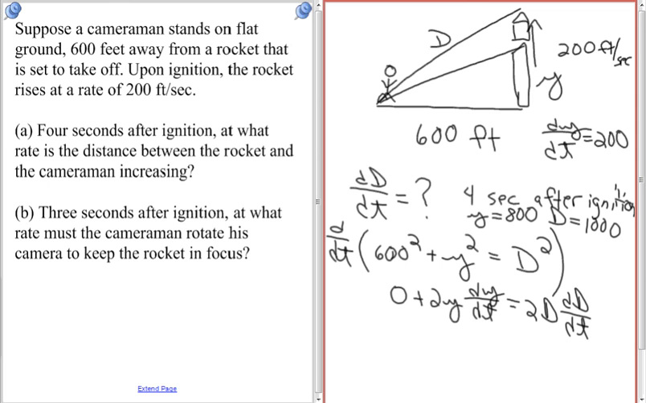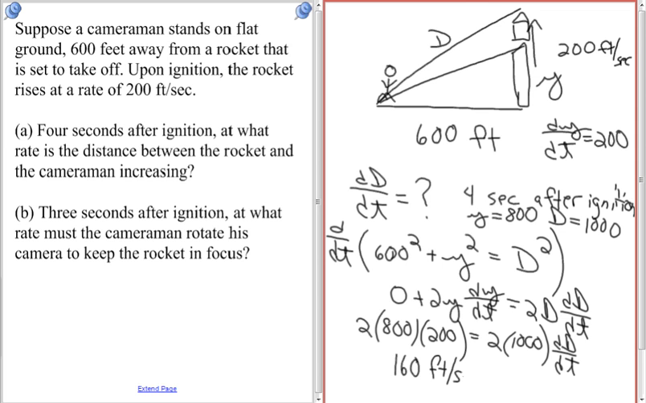Now we have all of our information to plug in and we can solve. 0 is just 0, so we could pretty much ignore that. So we have 2 times 800 times dy/dt, which is 200, equals 2 times D, which is 1000, times dD/dt. We solve for dD/dt, and we get an answer of 160 feet per second.